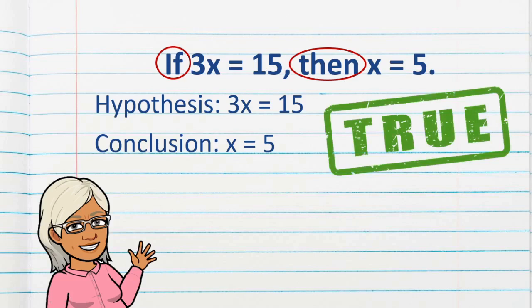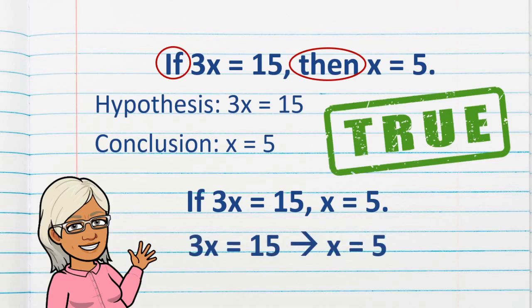Okay. So, we will not always see both if and then. Sometimes, just if, without the then. Like this one, if 3x is equal to 15, comma, x equals 5. If you notice, the statement still makes sense even without then. So, that is okay. We can also write it this way: 3x is equal to 15. Then, we have the arrow. x equals 5. When we read that, 3x is equal to 15 implies that x equals 5.